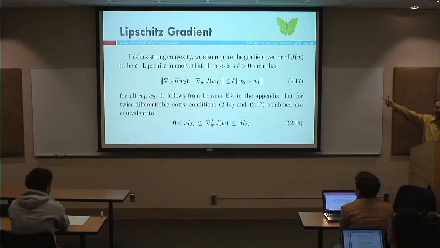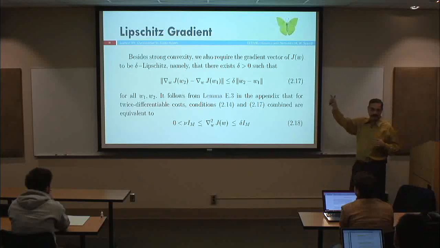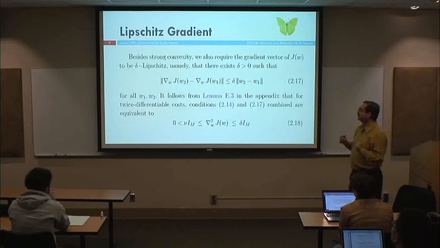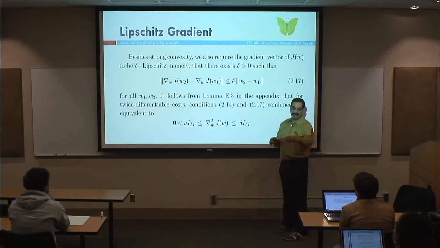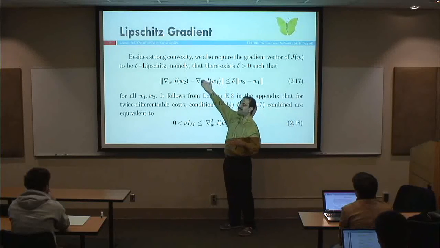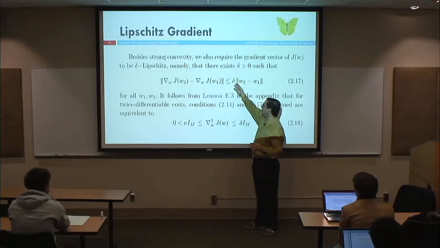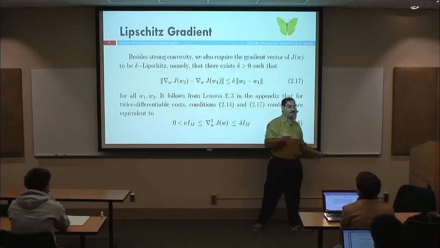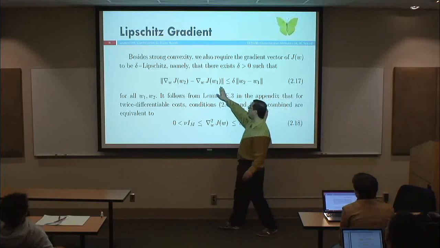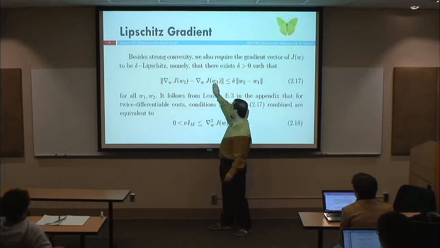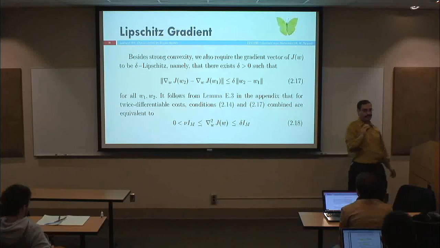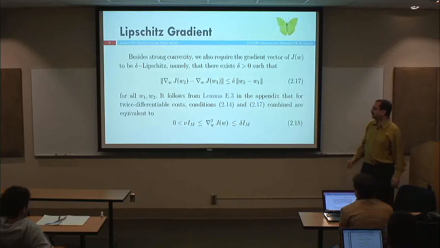So I need strong convexity. I also need to introduce a Lipschitz condition on the gradient of the function, okay? Remember, I explained what this is last time. The gradient is Lipschitz if there is some delta that makes this inequality hold, right? If you change omega, the gradients will change in a bounded manner like this. This is a very useful condition. Again, we will be using it, okay?